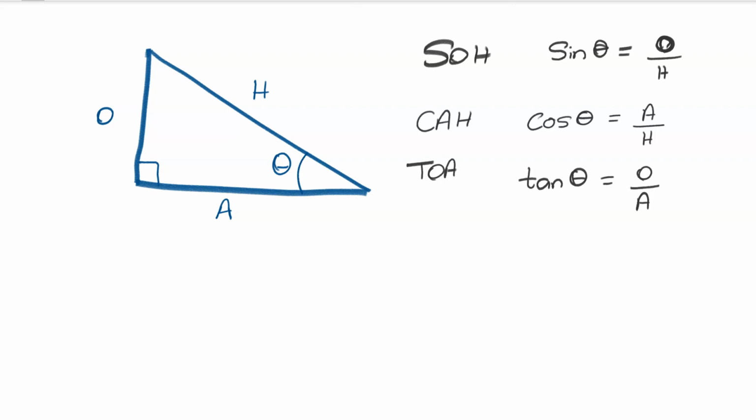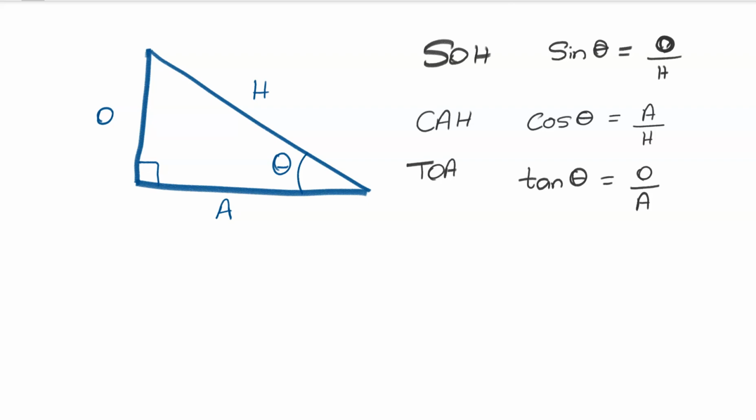Reminding you that theta is just an angle, and O, A, H are the lengths for the sides of the triangle. Again, reminding you that the opposite length is opposite to the angle theta, the adjacent is just adjacent right below it, and the hypotenuse is the longest length of the triangle.